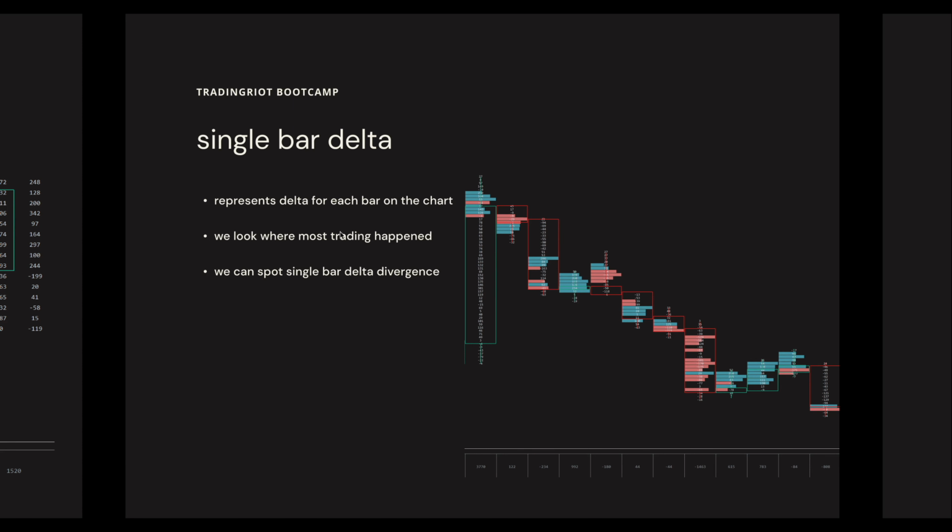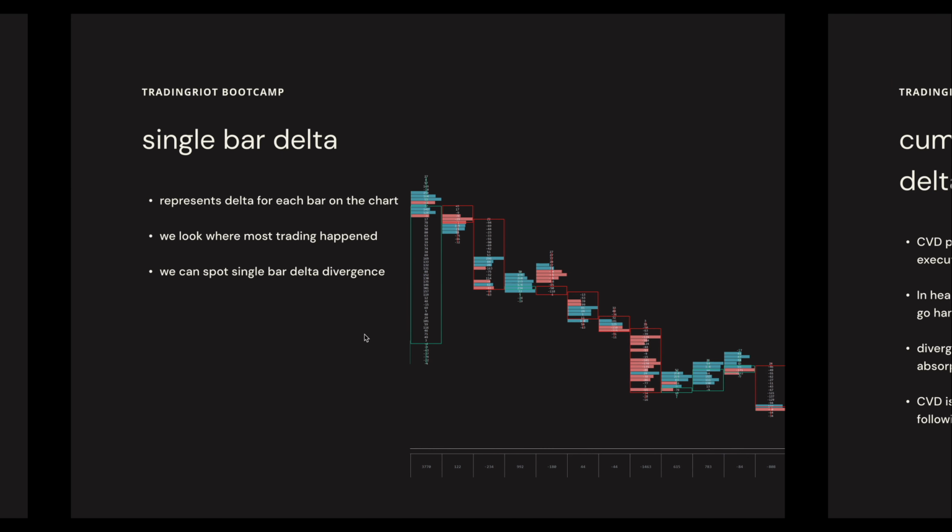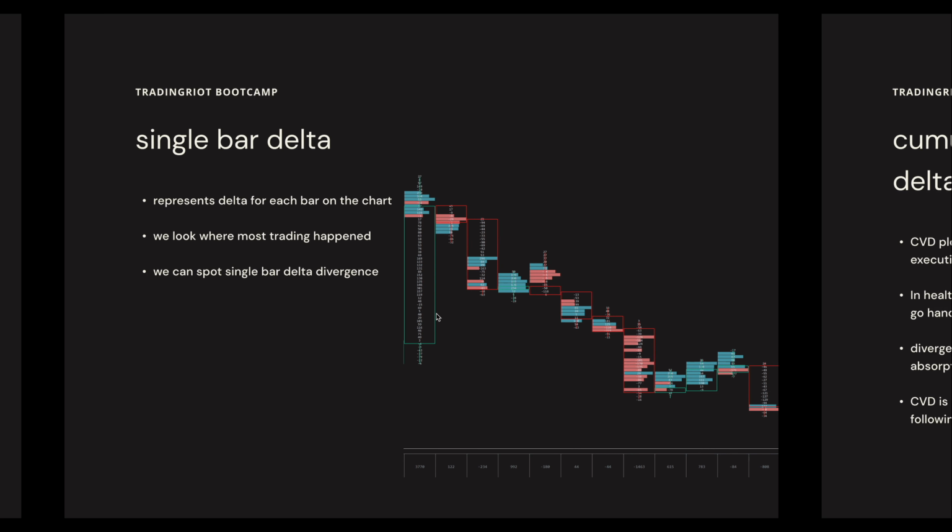We look where the most trading also happened, which is a good indicator of potential strength and weakness. We can spot a single bar delta divergence. So the single bar delta divergence, as I already mentioned, delta for each price is down here. The delta divergence basically happens when you have a positive delta on a down bar. Okay, another example of it would be you have a negative delta on an up bar.